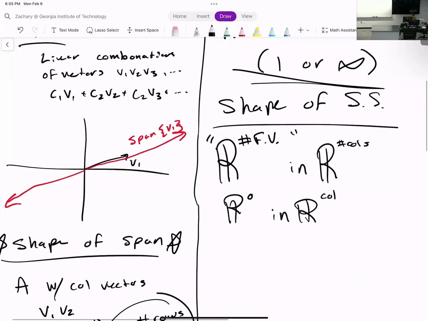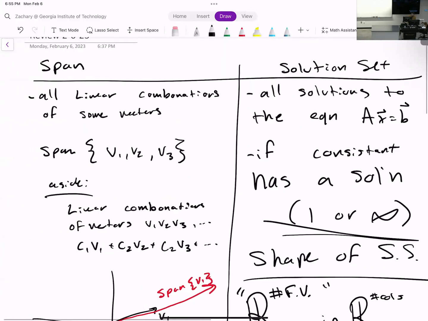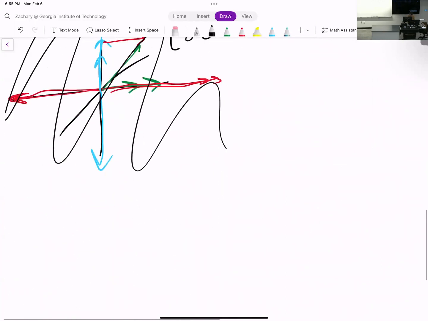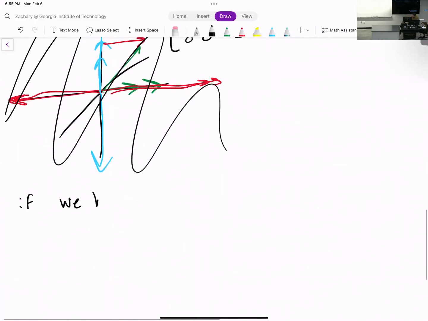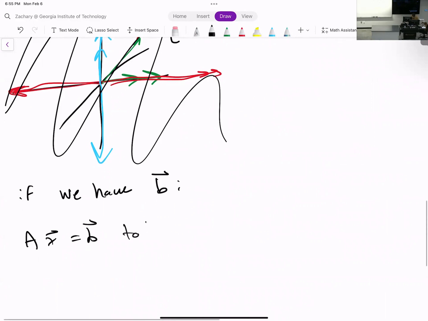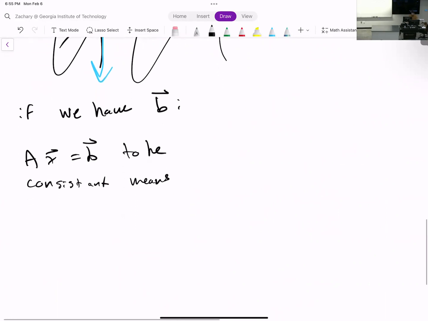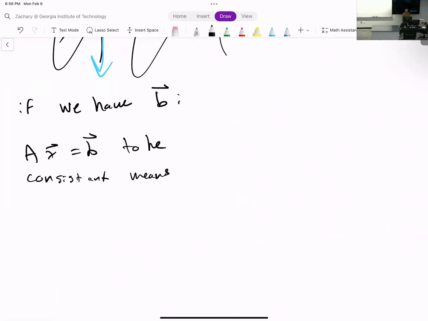So we talked about consistency for solution sets, so now let's talk about it for span, okay? If we're given a b in addition, so if we have Ax = b to be consistent, what does that mean for the span? If Ax = b is consistent, what does that mean in terms of span? b is in the span of A, okay? This means b is in the span of A.